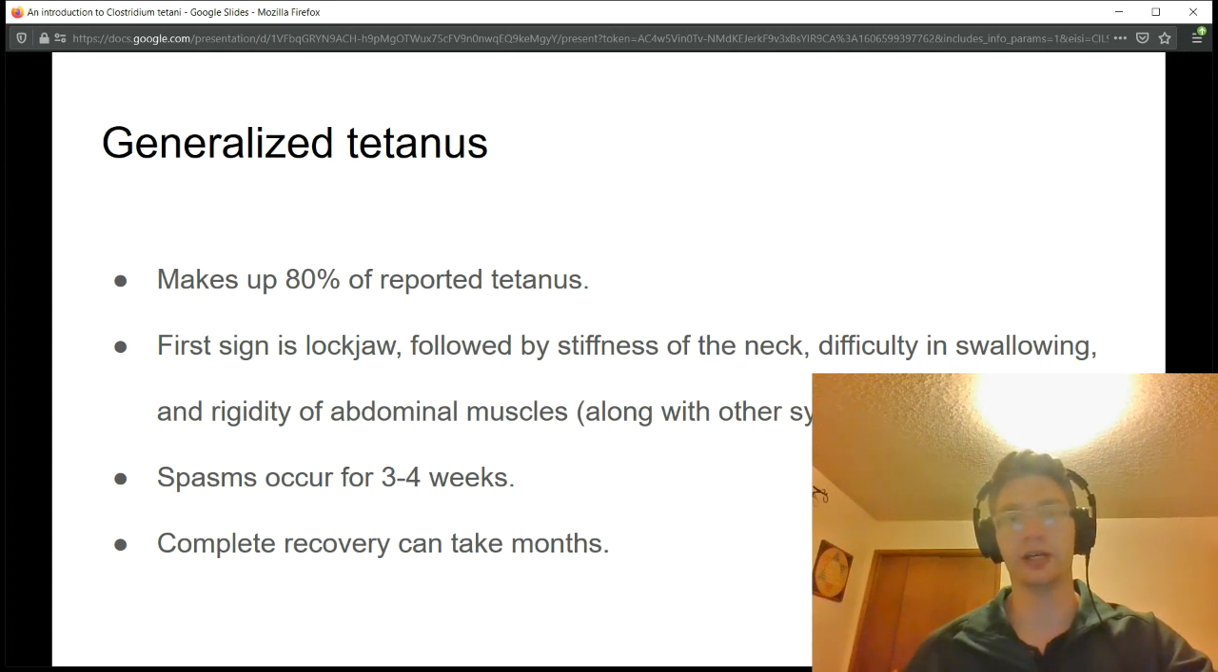There's a test where doctors stick a spatula down someone's throat, and if the person tries to cough it back up, that's considered normal. But oftentimes people with tetanus, that won't trigger any coughing at all. These spasms can occur for 3 to 4 weeks, and complete recovery can take months.